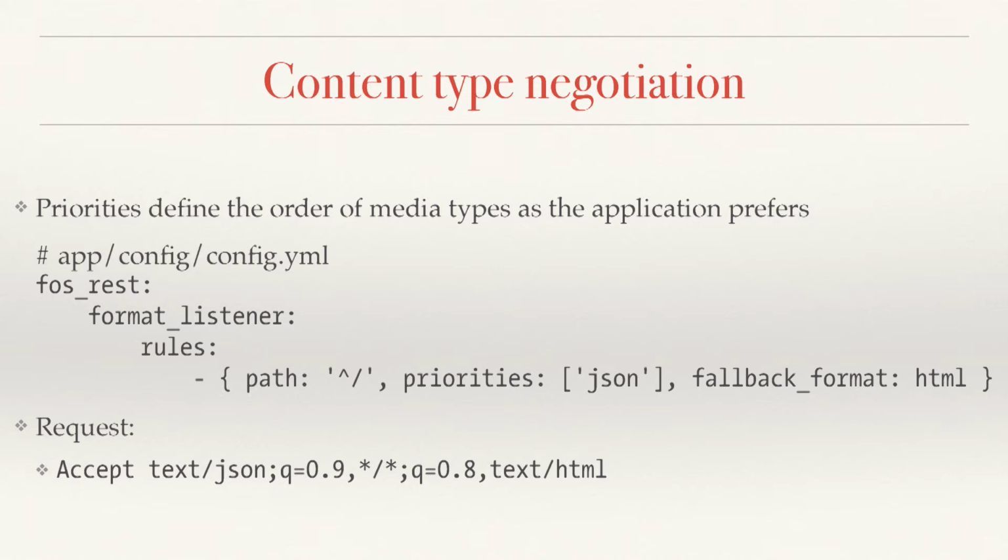And in here, on your request, let's say you have the accept header with text JSON as the first priority. Then anything else, then text HTML. So when you are requesting that, you are calling a resource, let's say /users, and in here, in your configuration, you say, OK, the priority is JSON, and if I can't serve you JSON, I'm going to fall back on HTML.